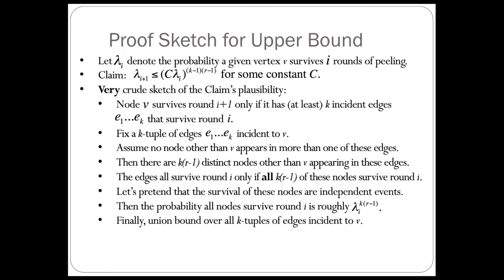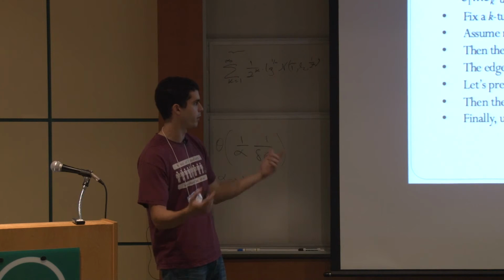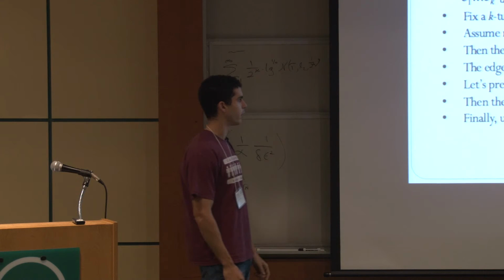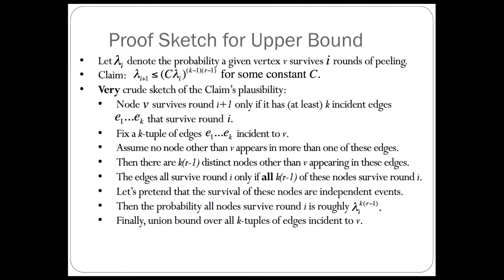Something close to that will actually happen with high probability, but this won't quite be true, but let's just assume it's true. And then what that means is that there are k times (r-1) distinct nodes other than v appearing in these edges. There are k such edges, and there are r-1 distinct nodes other than v in each of them. All of these edges survive round i of peeling only if all of these nodes survive i rounds of peeling, because if even one of these nodes gets removed, then the incident edge gets removed as well. So we need all k(r-1) of these nodes to survive round i of peeling. And let's pretend that the survival of these nodes are independent events. They won't be, but I'm just trying to say why you might expect this kind of claim to hold.